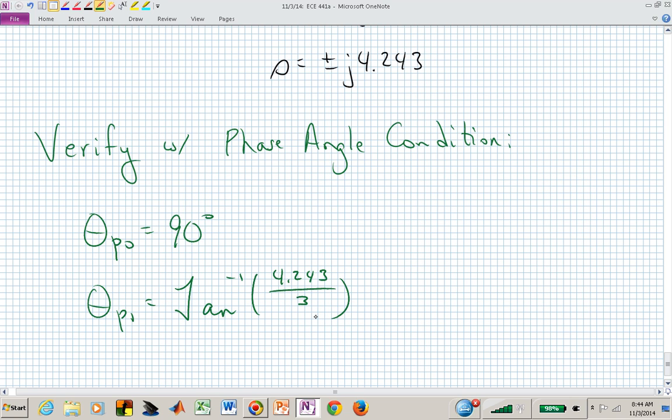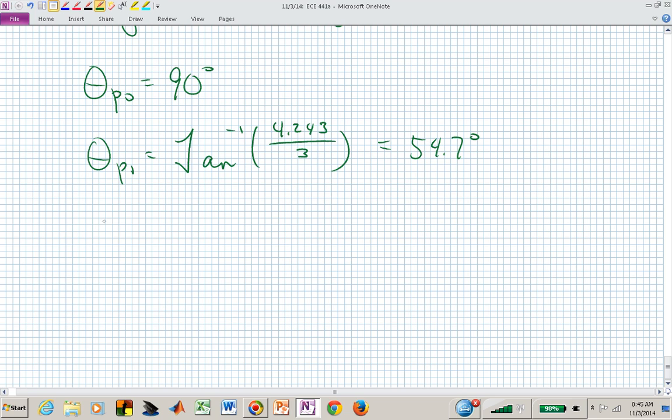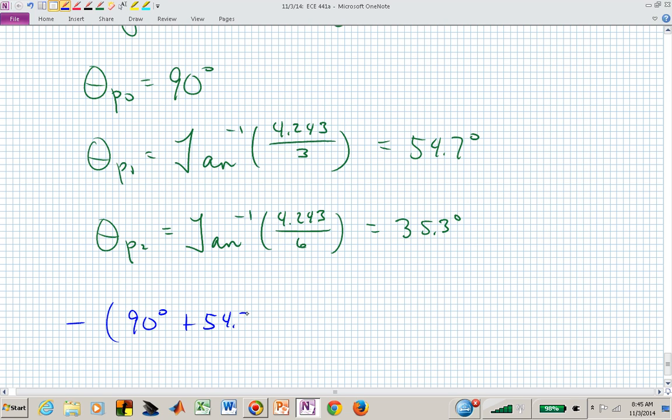Theta p1 is now the inverse tangent of 4.243 all over 3. So that's a little bit bigger than 45, isn't it? That now becomes 54.7 degrees. And theta p sub 2 is the inverse tangent of 4.243 over 6, which is less than 45. That's 35.3, so if I now add those up, I have minus 90 plus 54.7 plus 35.3. Check.